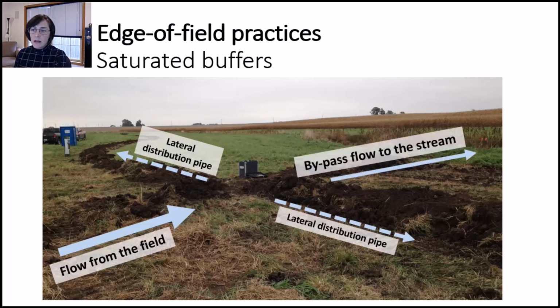During high flow events, or times when there's a lot of drainage water leaving the field, a portion of the water will overtop the stop logs inside that control structure, and this portion of the water goes straight to the stream. This is important because it allows us to really minimize the amount of water that we're backing up into the field.